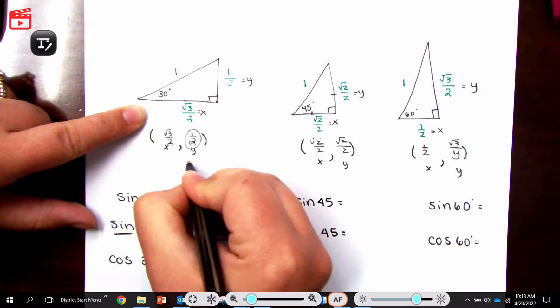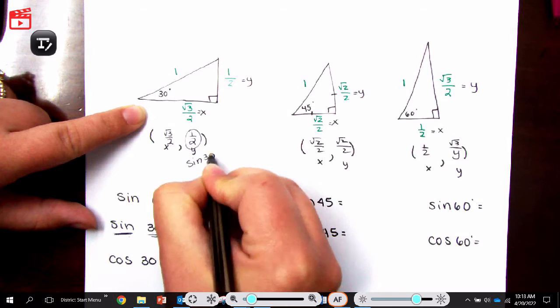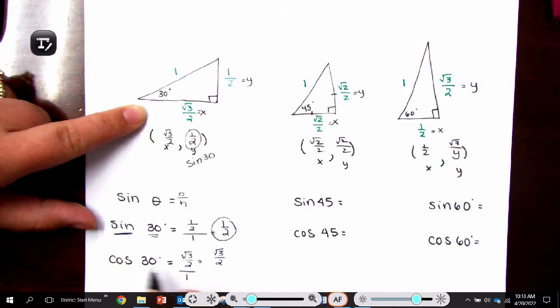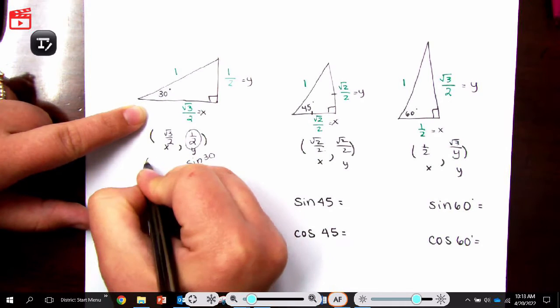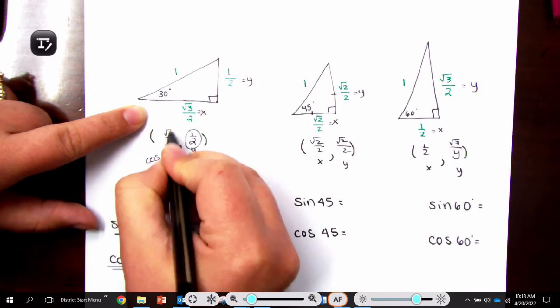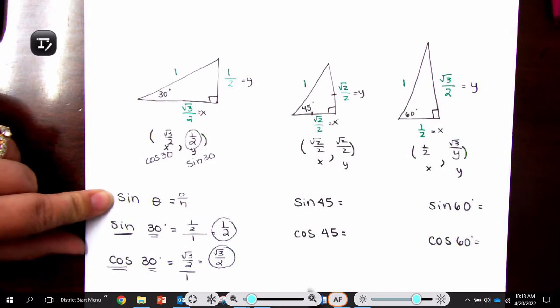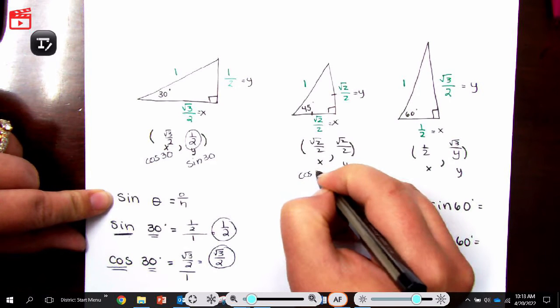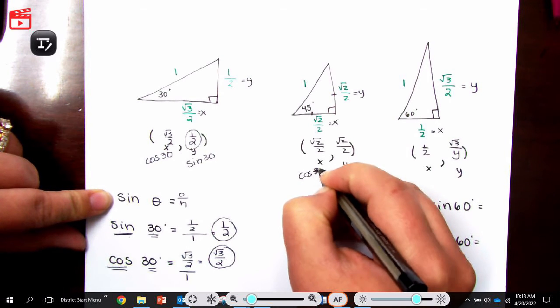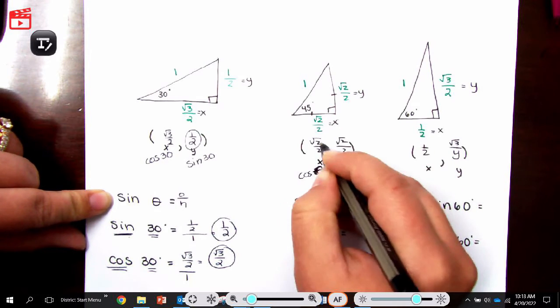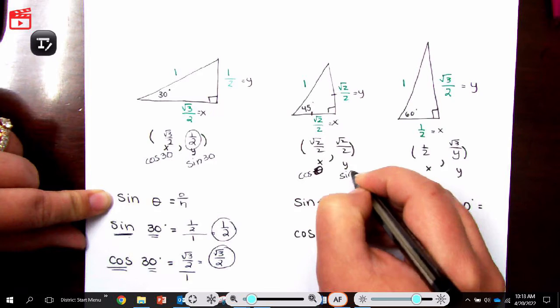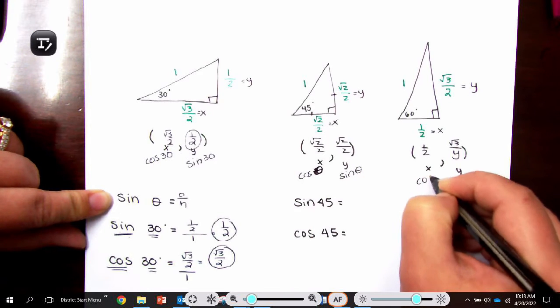Now notice, sine of 30 degrees is 1/2. Cosine of 30 is root 3 over 2, so cosine of 30 is your x value. You'll notice the pattern that your x corresponds to the cosine and your y corresponds to your sine.